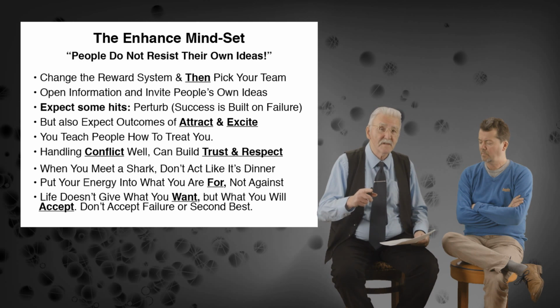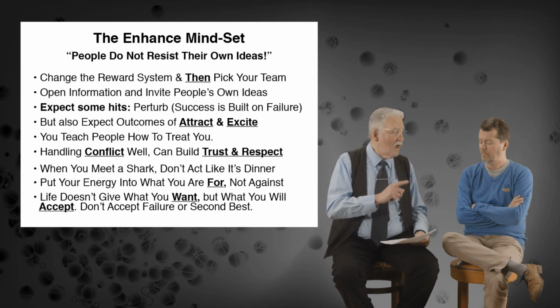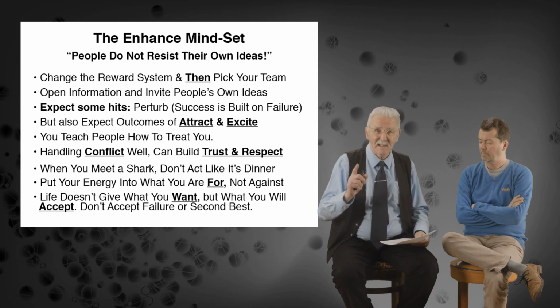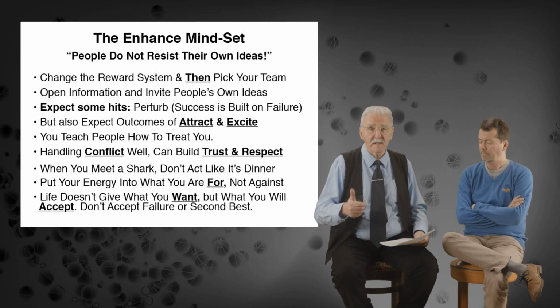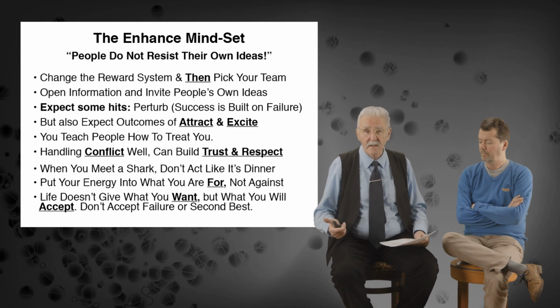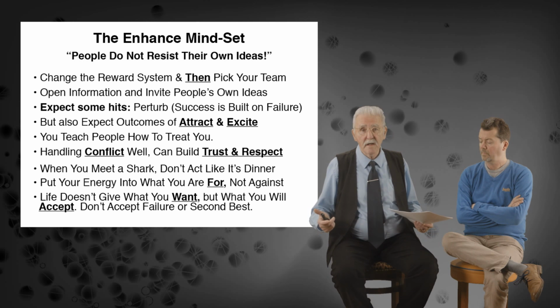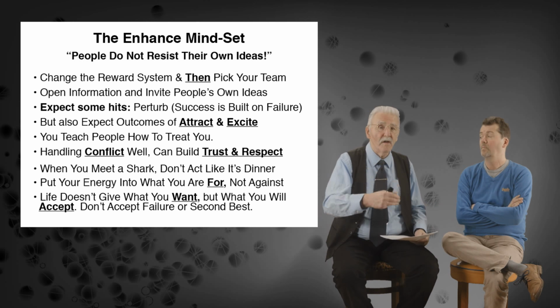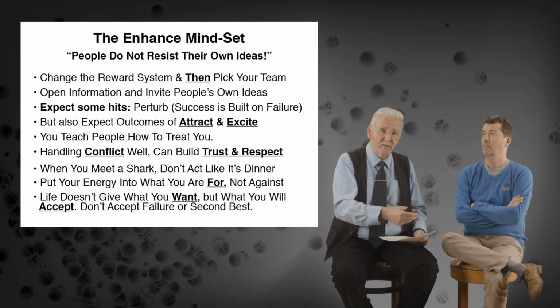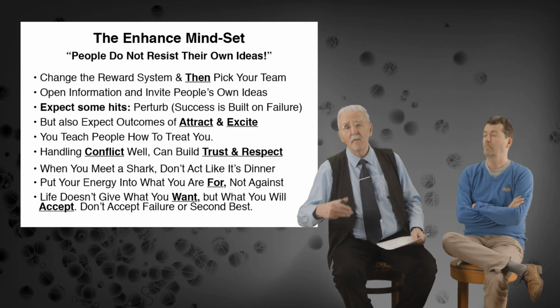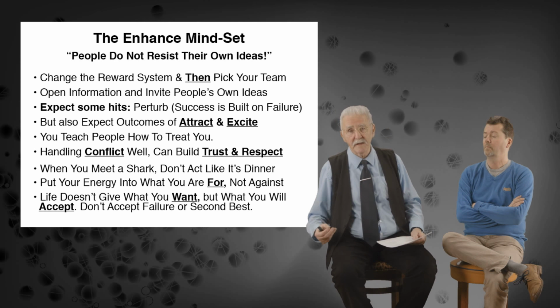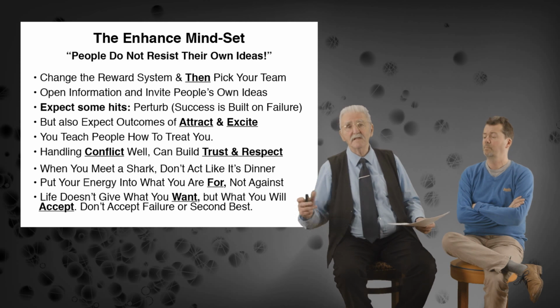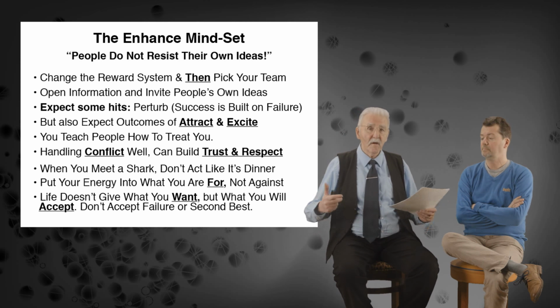And then finally, we just like to say, life doesn't give you what you want. This is goals. Life doesn't give you what you want. Life gives you what you're prepared to accept. If you're prepared to accept failure or second best, that's what life will give you. That's an evolutionary view. Giving you what you want, your goal, that's a revolutionary view. Giving you what you're prepared to accept or not prepared to accept, the limits, that's the evolutionary perspective.